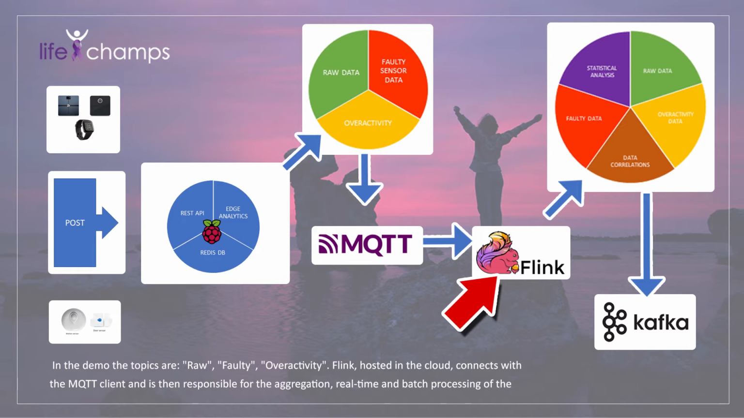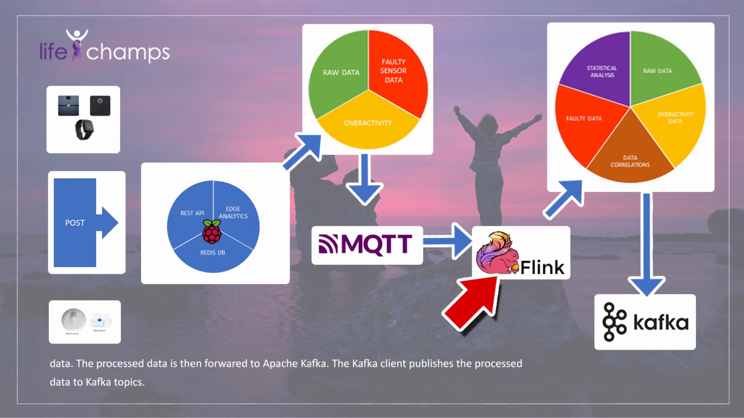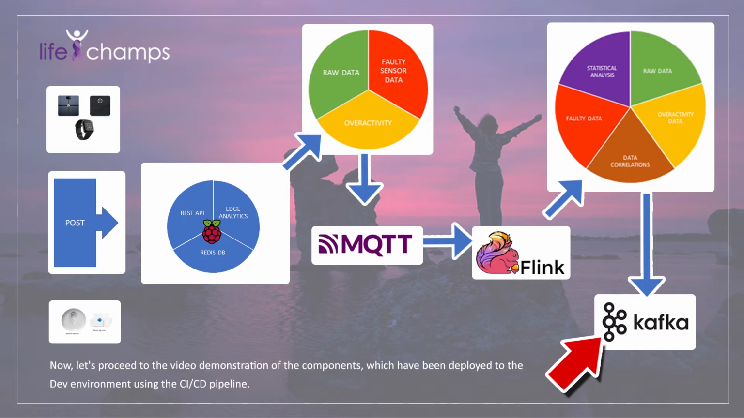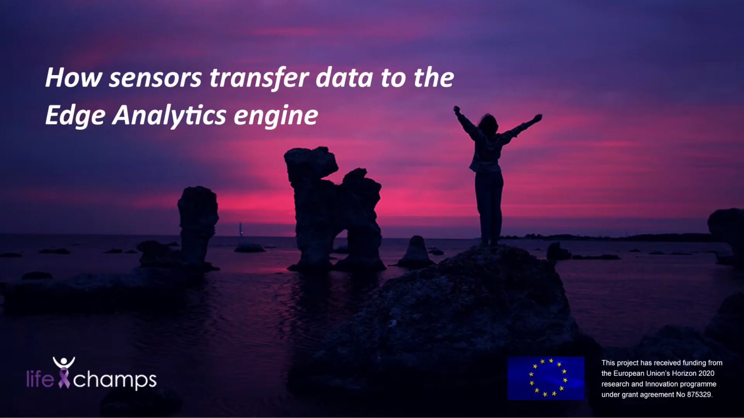Flink, hosted in the cloud, connects with the MQTT client and is then responsible for the aggregation, real-time, and batch processing of the data. The processed data is then forwarded to Apache Kafka. The Kafka client publishes the processed data to Kafka topics. Now, let's proceed to the video demonstration of the components, which have been deployed to the dev environment using the CI/CD pipeline.